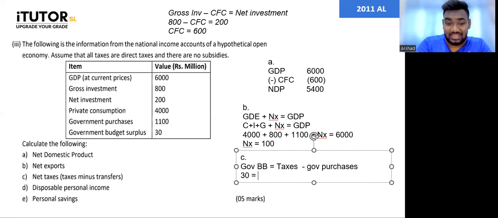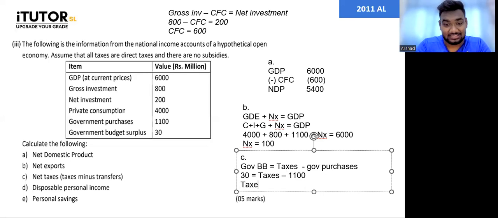So how much is my taxes? That's what I'm trying to find. Government purchases are how much? 1,100. So can you move things around and tell me how much is my taxes? Or my net taxes? What's the number? Do the maths quickly. How much is net taxes? 1,100. That's how you do that.